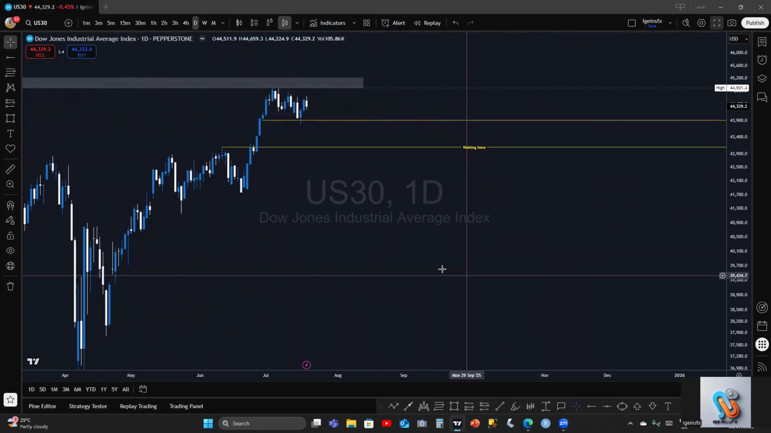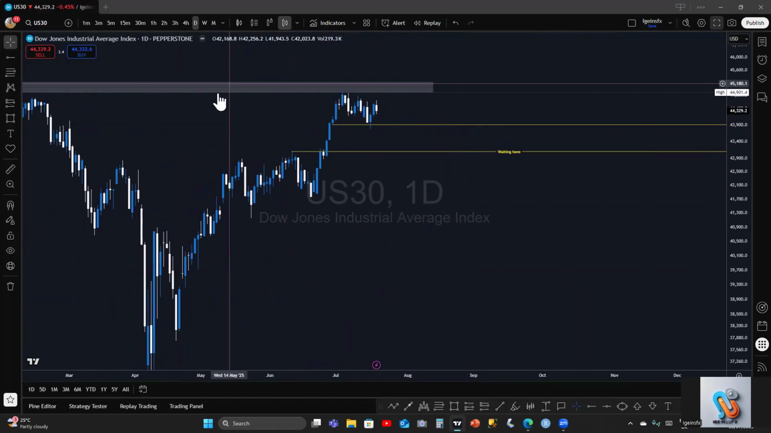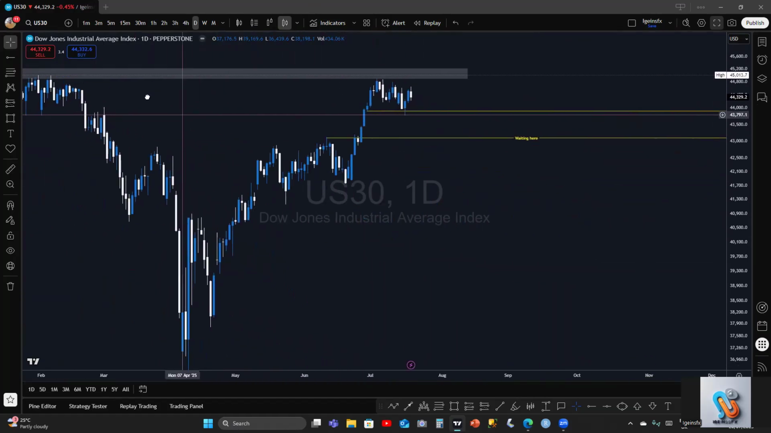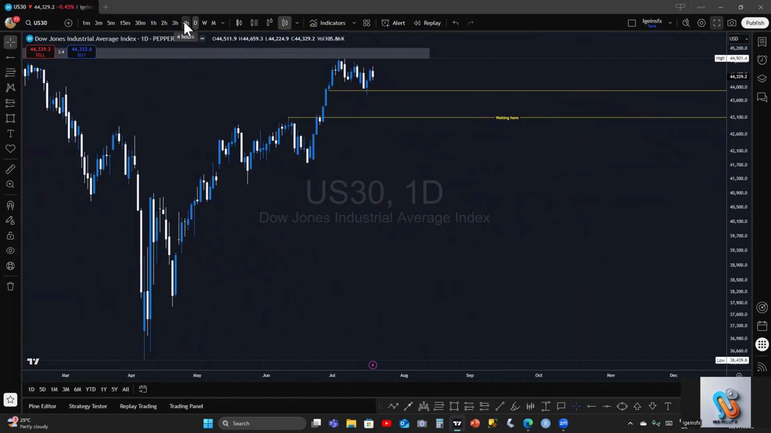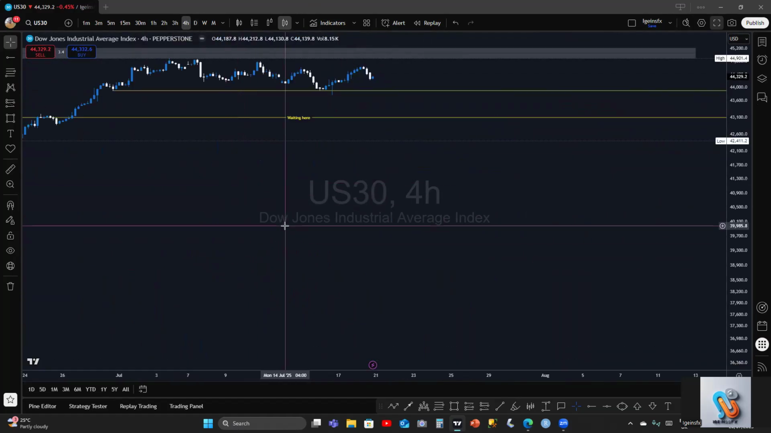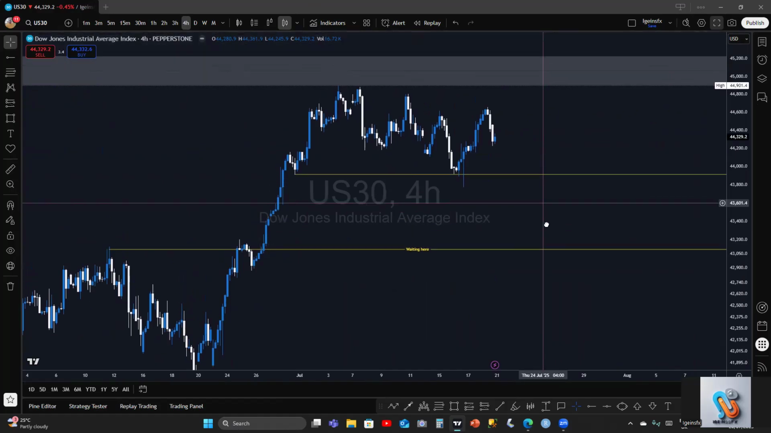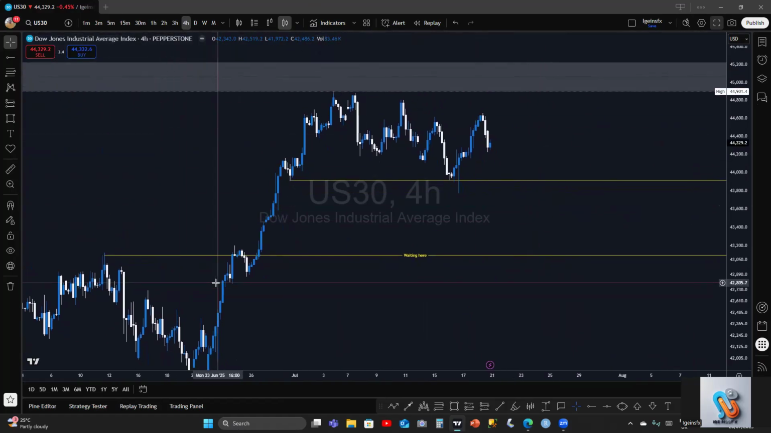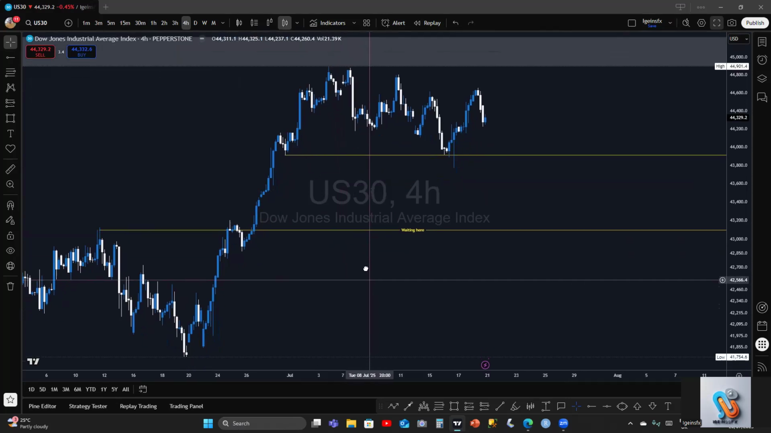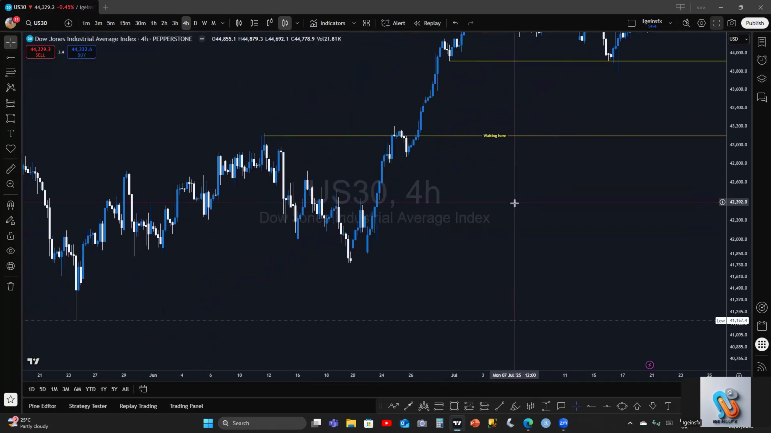Right now, since we have identified that there's an obvious resistance here, what we need to do is scale down to the 4-hour point of view. We can now see that price is making its way to the downside. It's pulling back.